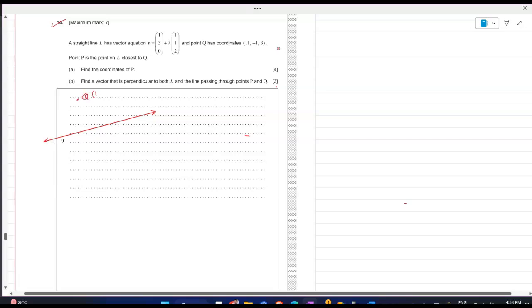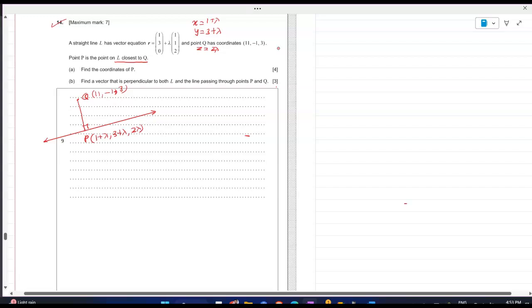Point Q is (11, -1, 3), correct? And point P is exactly perpendicular. They've given you the closest, so the closest distance is the perpendicular distance. When you have your parametric form, x is equal to 1 plus lambda, y is equal to 3 plus lambda, and z is equal to 2 lambda. So you assume it lies on the line.